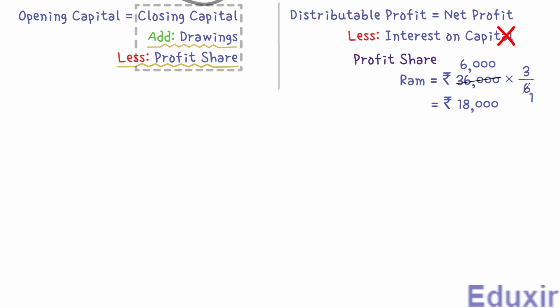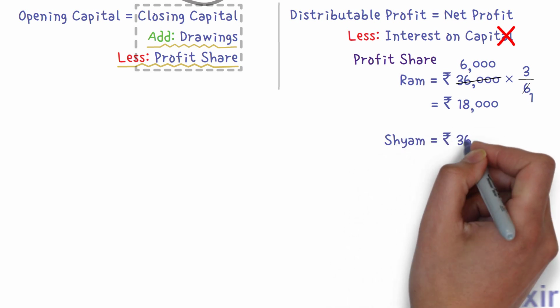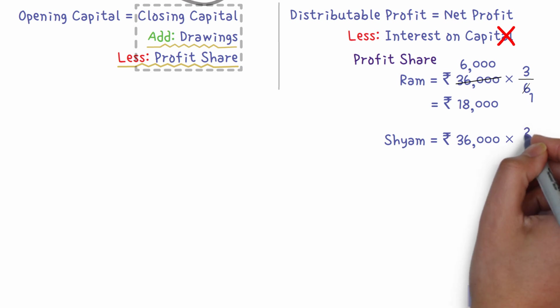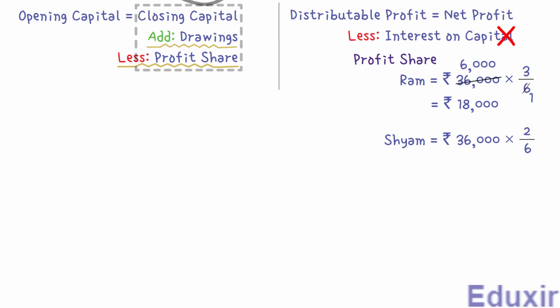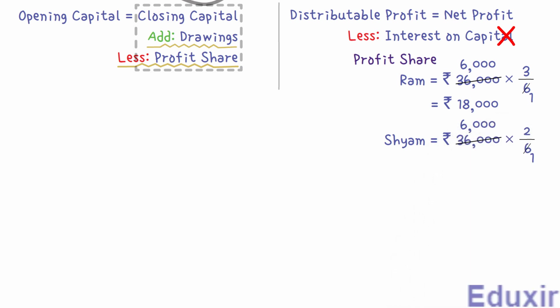Now, the profit share of the partner Shyam will be equal to the total net profit amount of 36,000 rupees multiplied with his profit sharing ratio of 2 upon 6. Cancelling with 6, 6 ones are 6, 6 sixes are 36, leaving 6,000. Now, if we multiply the remaining 6,000 rupees and 2, we get 12,000 rupees.